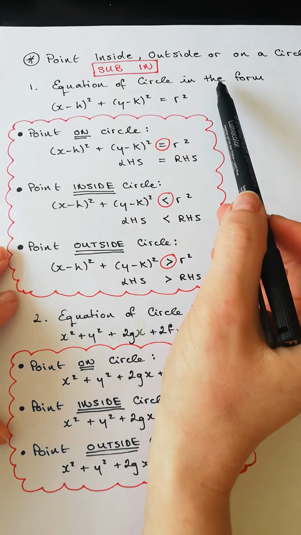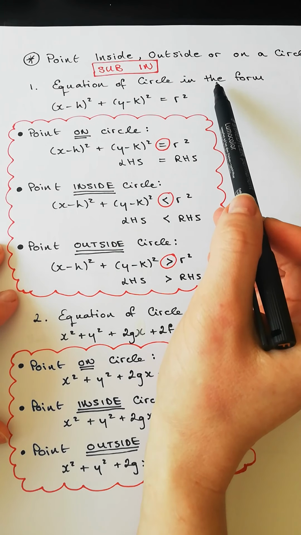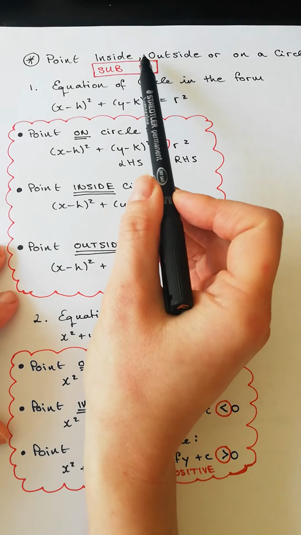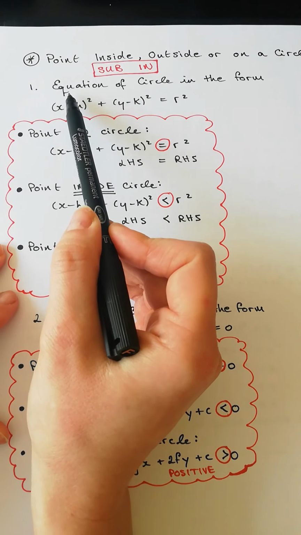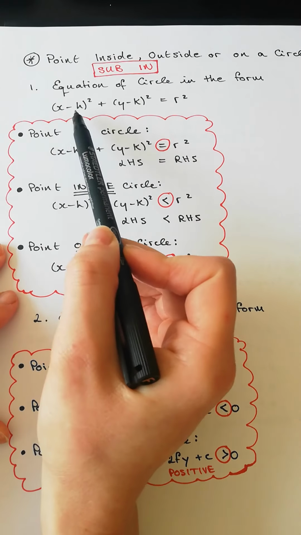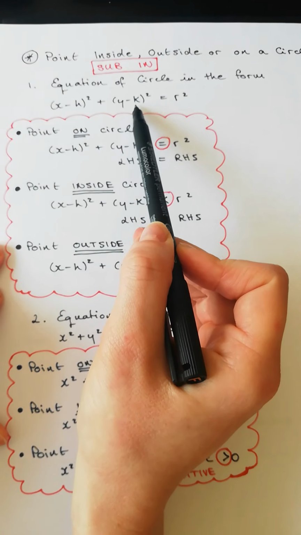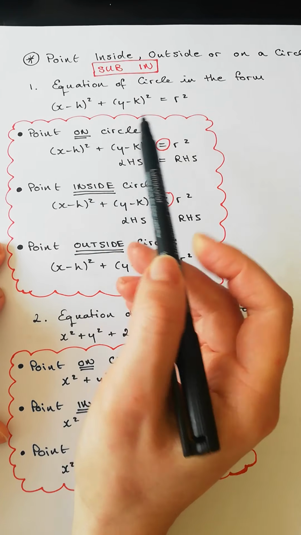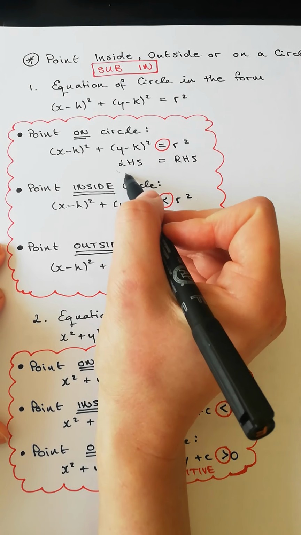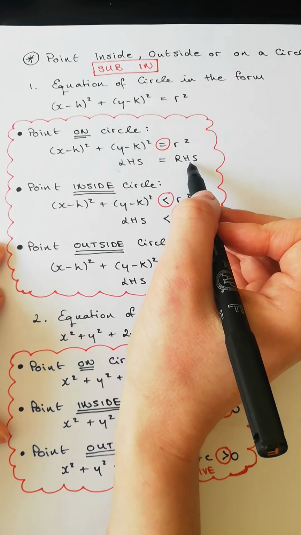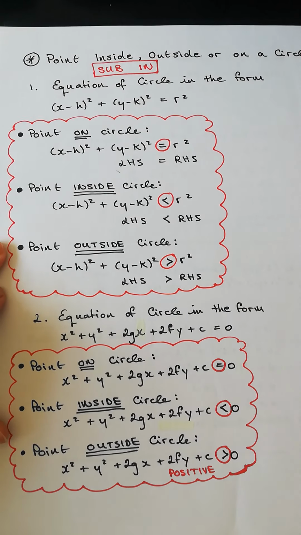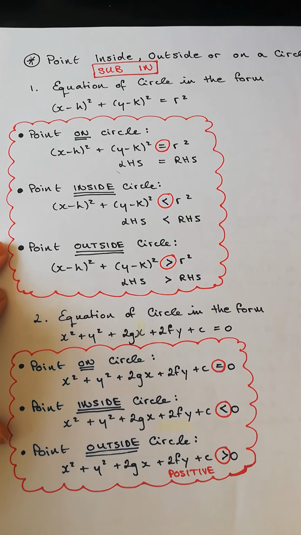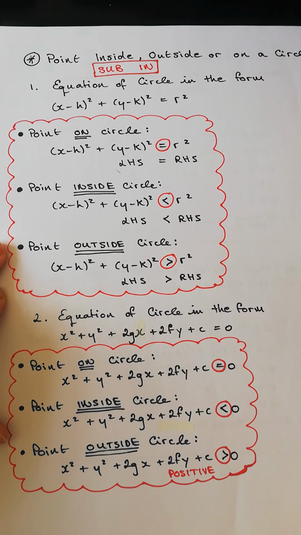Okay, so if you're given the equation of a circle and you're asked to show that a point is inside, outside or on the circle, all you do is sub it in. When you sub it in, if your equation of a circle is in this form, x minus h all squared plus y minus k all squared equals r squared, and the point is on the circle, then the left hand side is going to be equal to the right hand side. You're going to get 4 equals 4, 10 equals 10, 2 equals 2, whatever.